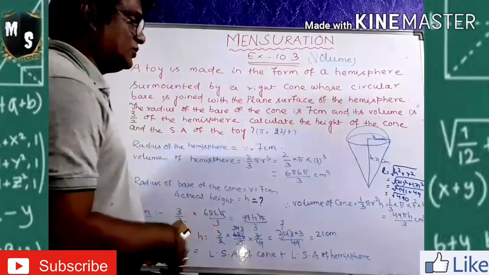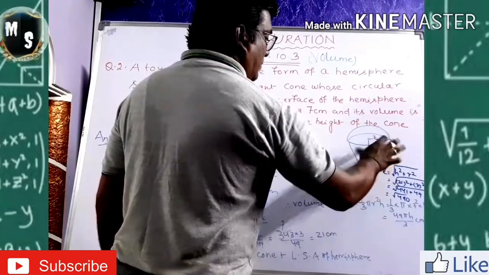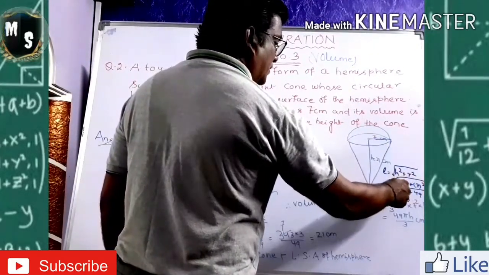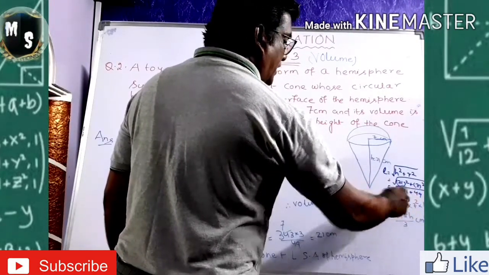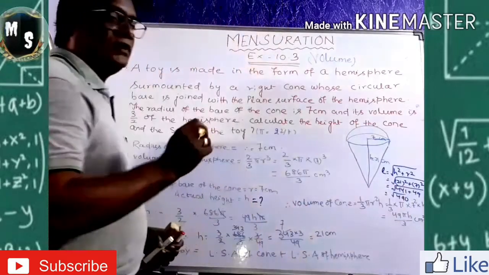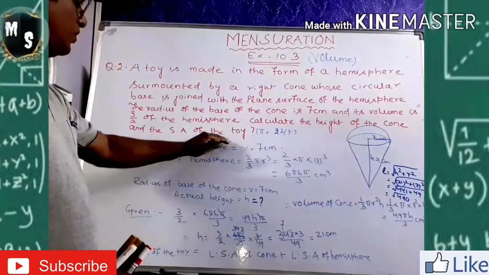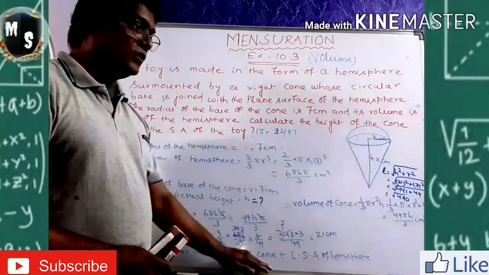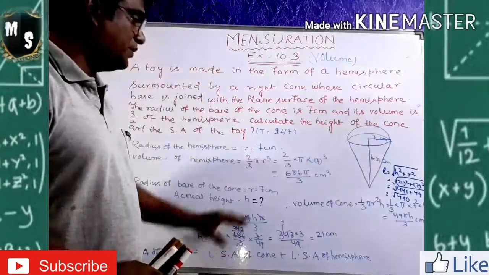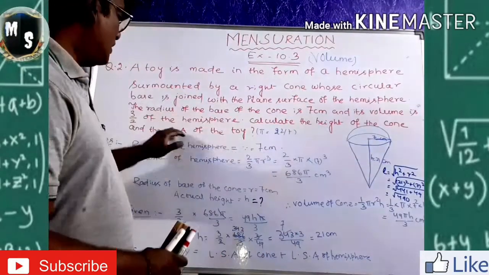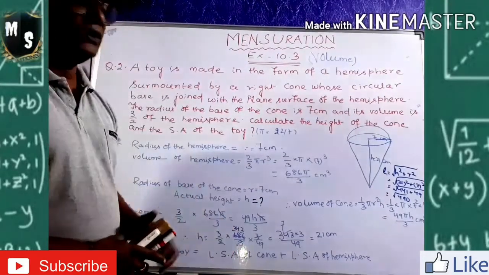And after getting the h, find out the slant height. What is the slant height? That means the square root of h square plus r square, 21 square plus 7 square 49. So it is the square root of 490. The square root of 490, you please find it out. And after that, what is the surface area of the toy? It is the LSA of the cone and the LSA of the hemisphere. Then this is giving you the total surface area of the toy. Add it and get the desired answer. I hope you understood it.